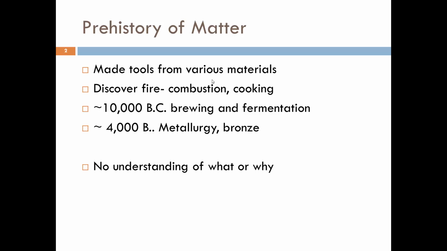atom, including the atomic theory and how the subatomic particles were discovered. Back in prehistoric times, they started to develop tools with various materials, such as bones and wood. They also discovered fire, which is combustion, and they used it for cooking. At approximately 10,000 BC, they learned how to brew and ferment. And then finally, 4,000 BC, they learned about metallurgy, and they were able to make bronze. However, there was no understanding of how this was happening or why it was happening.